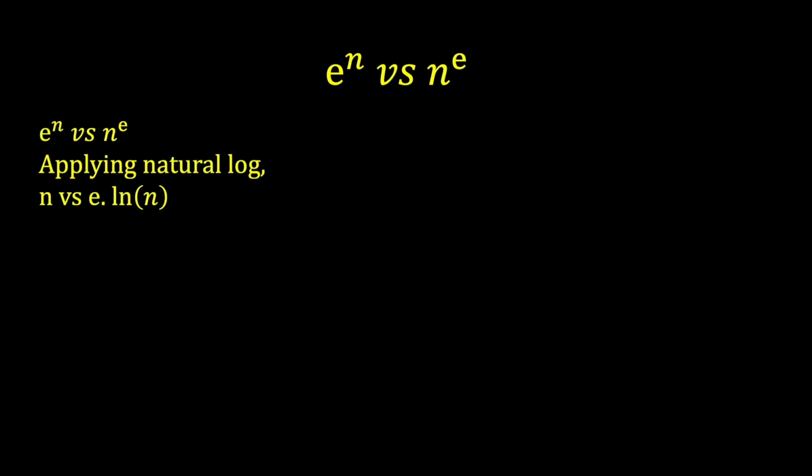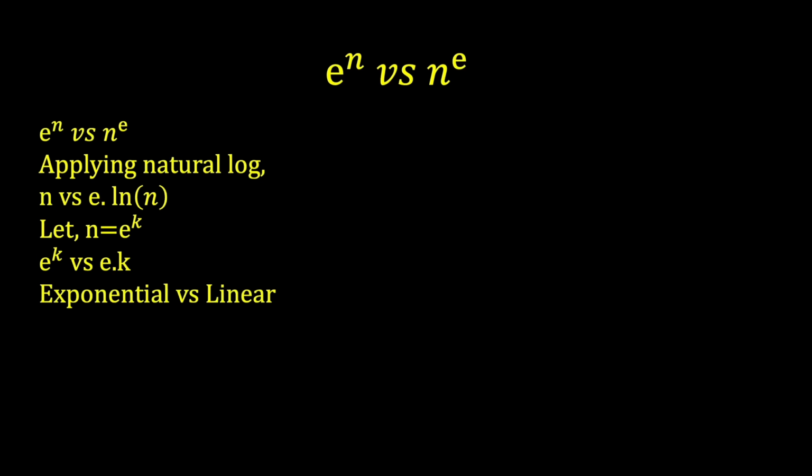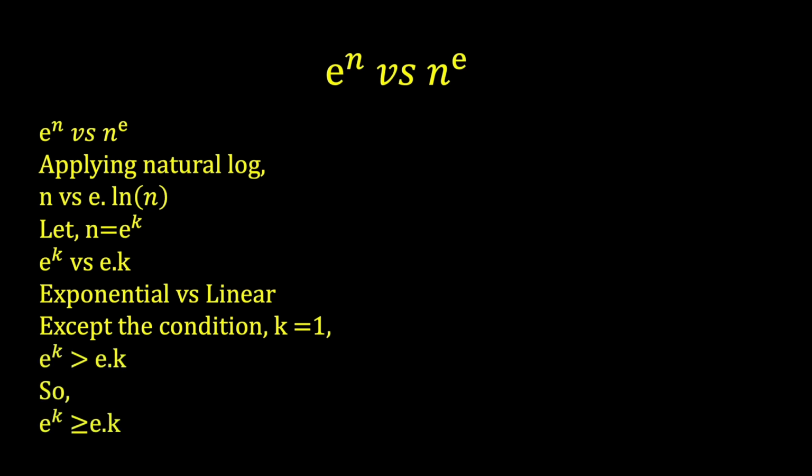Now we'll use a brilliant idea and consider n to be equal to e to the power k, which eliminates the log, and we will get e to the power k versus e times k, which is a condition for exponential versus linear. We can see that except when k is equal to 1, e to the power k is strictly greater than e times k, so e to the power k is greater or equal to e times k, which you can see through the graph.